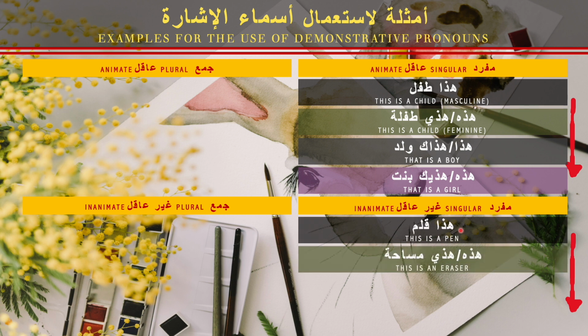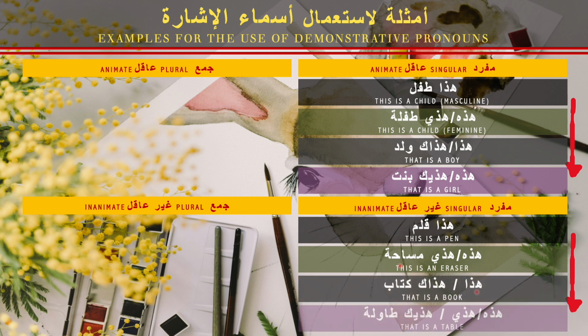The next batch. هذا قلم. This is a pen. قلم, a singular form for an inanimate, is masculine. But مساحة, which is an eraser, is feminine. هذه, هذه, مساحة. هذا, هذاك, كتاب. هذه or هذه for this or that, when we see it and it's close, or a little bit far but we see it. هذيك طاولة. When we say that, which is something far, we see it or we don't see it, and of course it will be far.